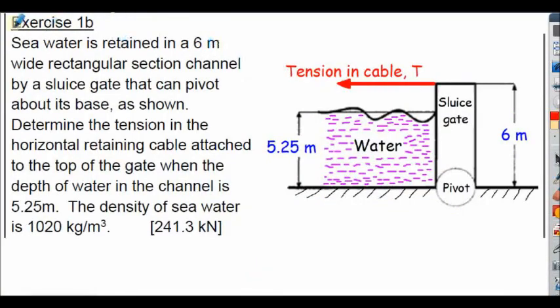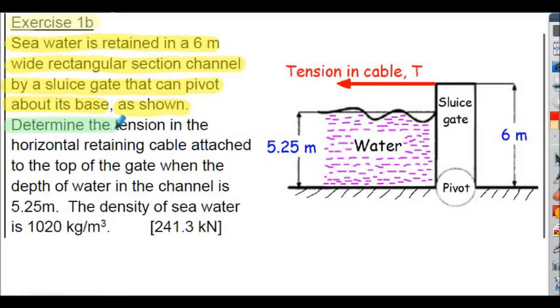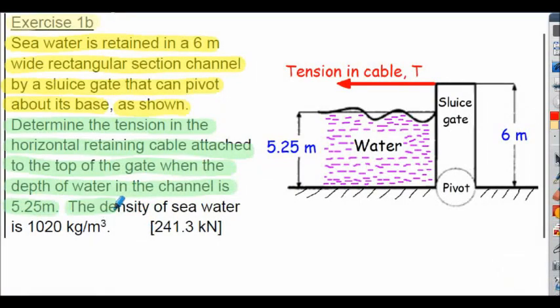Let's consider exercise 1b. Now, seawater is retained in a 6 metre wide rectangular section channel by a sluice gate that can pivot about its base, as shown in our sketch on the right hand side here. We've got to determine the tension in the horizontal retaining cable attached to the top of the gate when the depth of the water in the channel is 5.25 metres. The density of the seawater is given as 1020 kilograms per metre cubed.